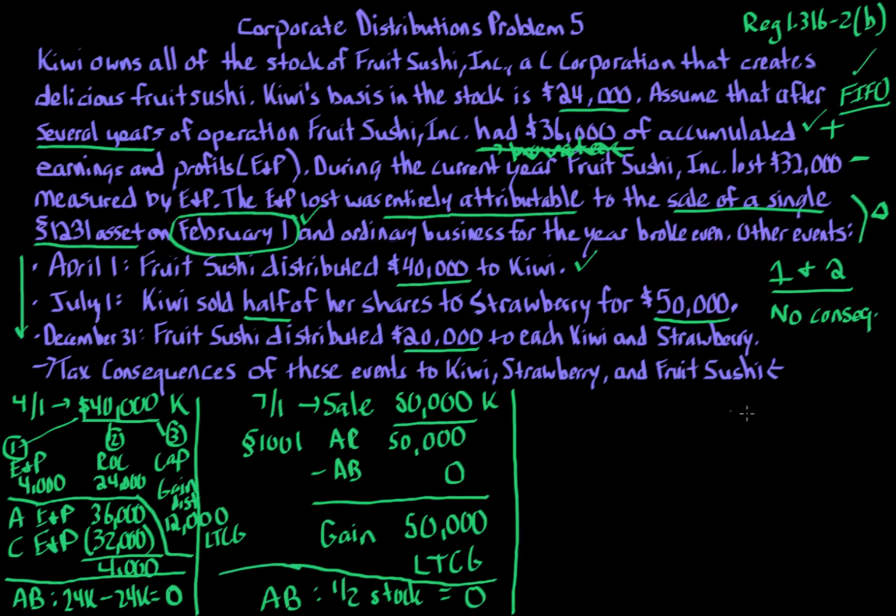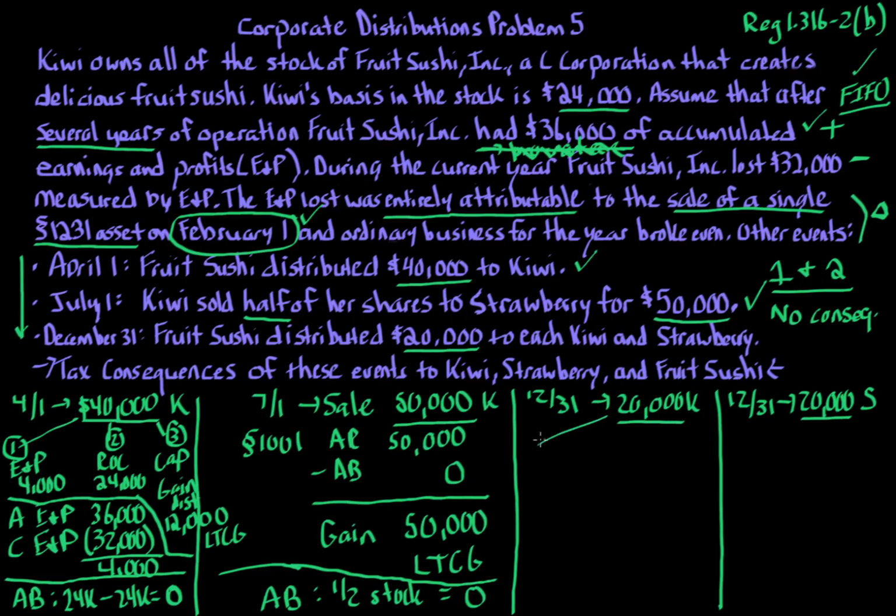Okay, so now we're moving along. We're done with July 1st. Again, Strawberry has a basis of $50,000. That's under the cost basis principle. So now we have December 31st. On December 31st, we have 2 distributions. We have a distribution of $20,000 to Kiwi, and on 12/31, $20,000 to Strawberry. So remember, that's the amount of the distribution.